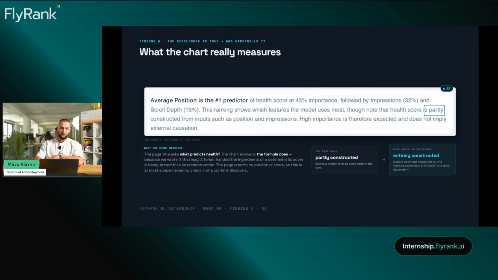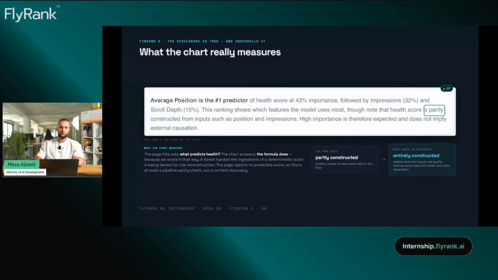So what does the chart really show? It asks what makes content good, and the chart answers: the recipe does. This is because we made the recipe that way. The chart just shows how the recipe works when you give it its own parts. This chart doesn't tell us new things about what makes content good. It just shows how an ML model puts a recipe back together from its own parts.